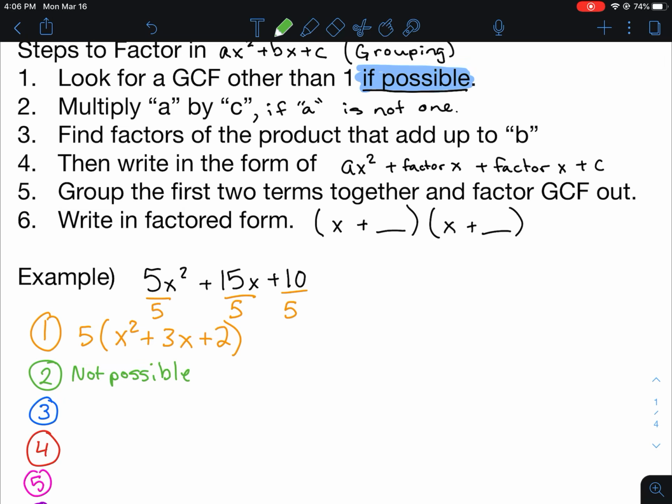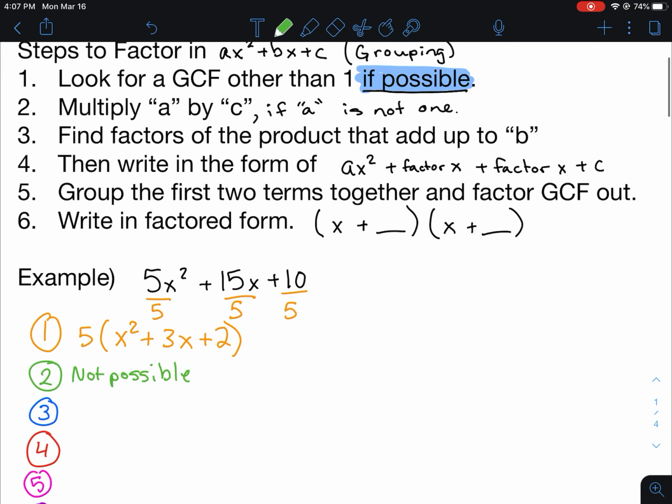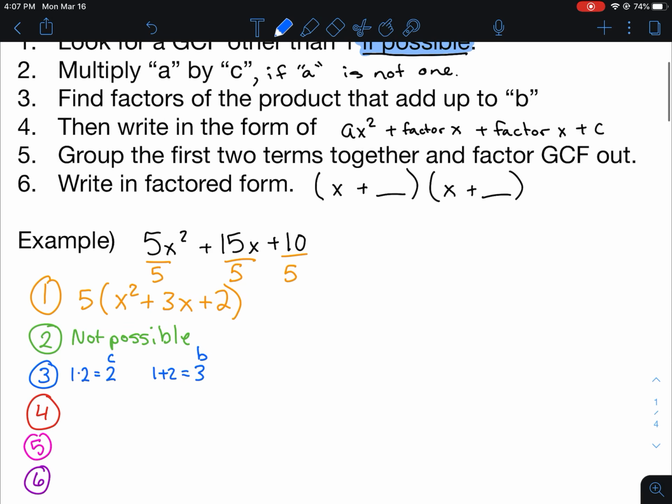So now, all I need to do is find factors of c that add up to b. So factors of 2 are pretty easy, 1 and 2. 1 times 2 gives us 2, and 1 plus 2 gives us 3, which is our b value, and the c value is 2. So since we have that completely done, now we're going to put it back as our factors. So we have our x plus 2 and our x plus 1.